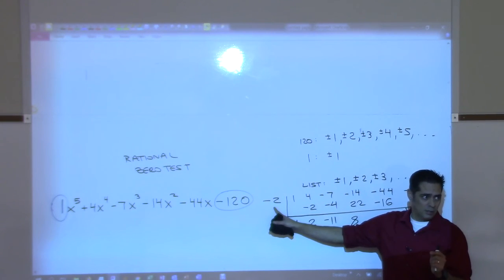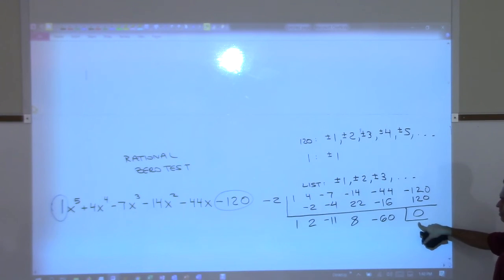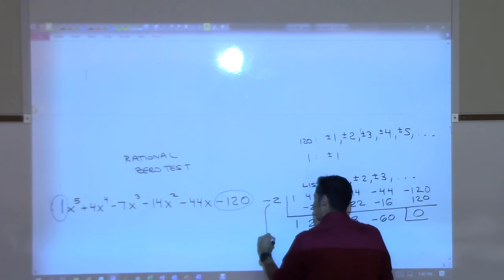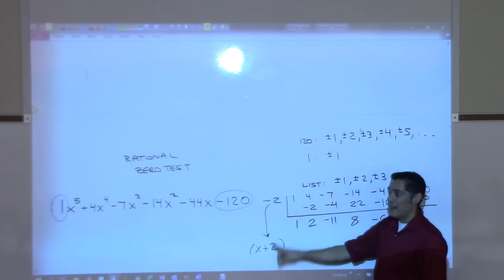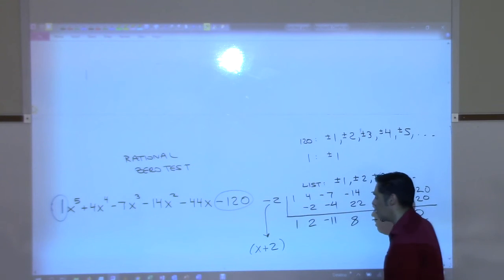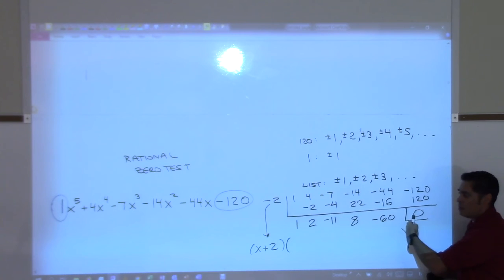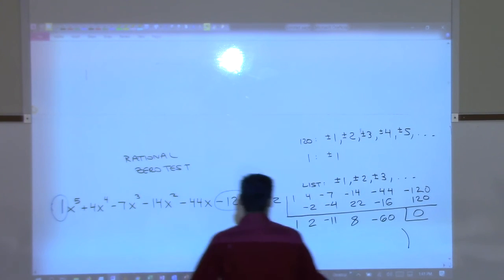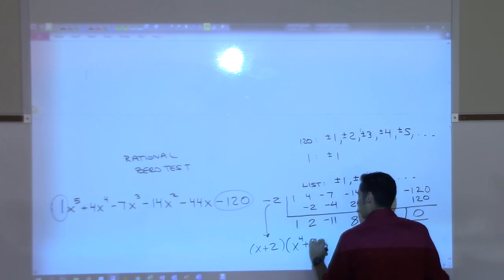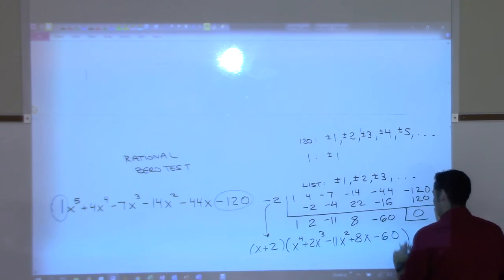2 is a factor. This is the way I like to write in my college algebra class. If I ever get this on synthetic division, and I get a 0 here, what I say is this: that 0 tells me that x plus 2 is a factor. See the opposite of this. X plus 2 must be a factor, because this is telling me when I plug negative 2 in, I get 0. So that means that has to be a factor. And then the remaining numbers here are the remainder of the polynomial. But it's going to be 1 degree less than what we started with. And we started with the 5th power, right? So it's going to be x to the 4th plus 2x cubed minus 11x squared plus 8x minus 60.